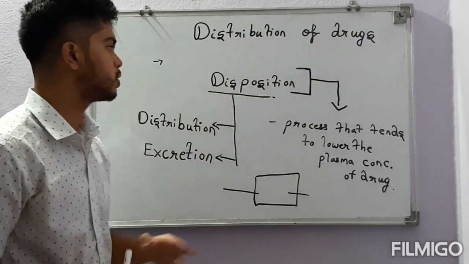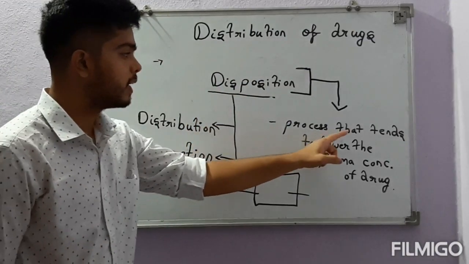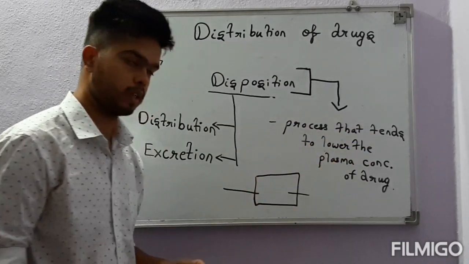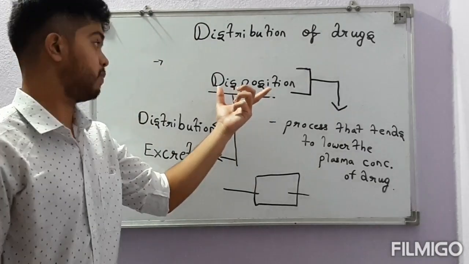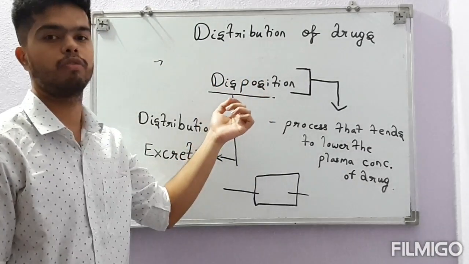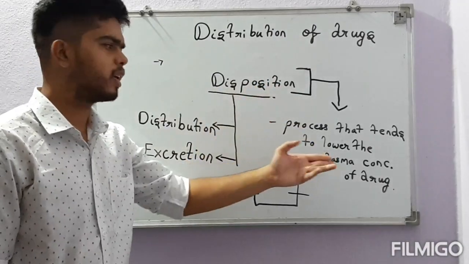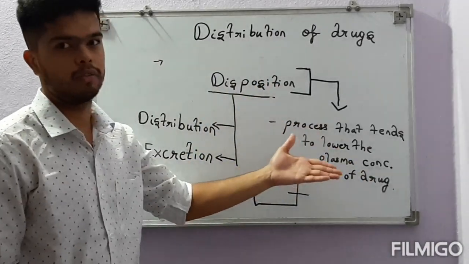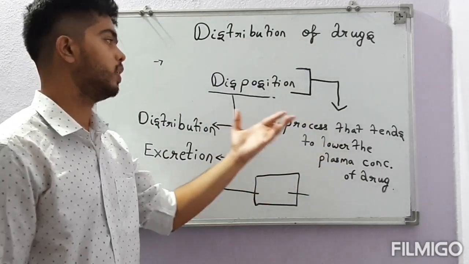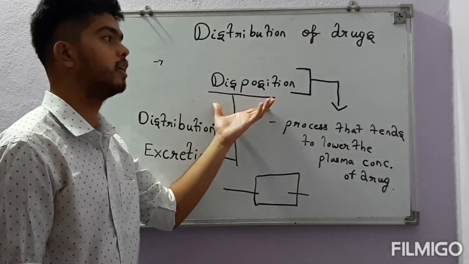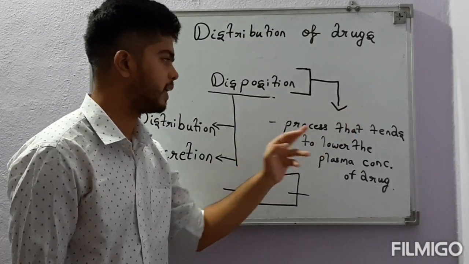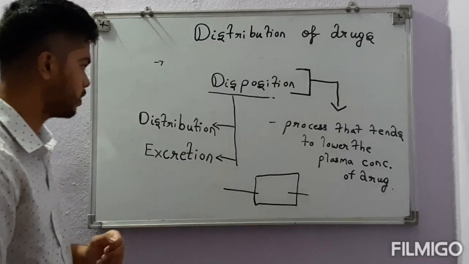What does disposition mean? Disposition is a process that tends to lower the plasma concentration of the drug. It's an eliminatory type of process that happens in the body, which tends to lower the concentration of a drug or any drug-like moiety, like many of the things in your blood that have to get out of the body. So the term disposition can be given to such a process.